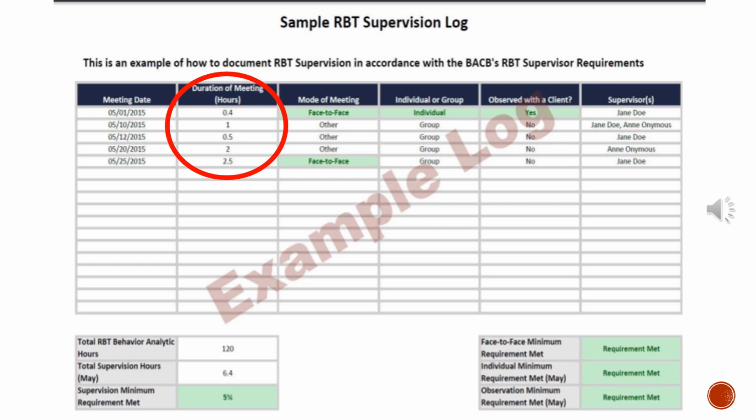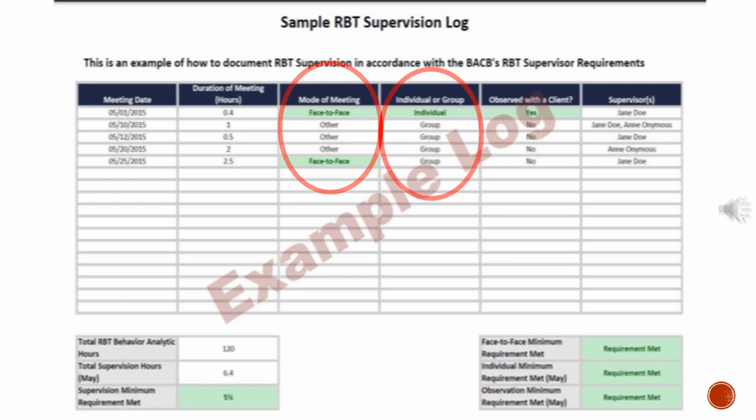Additionally, you would record information about the duration of training. Duration of meeting information is important because it will allow you to calculate what percentage of hours per month were supervised. The mode of meeting is also recorded as it is important to ensure you are meeting the minimum amount of in-person, face-to-face contacts. You are required to have at least 2 face-to-face supervision meetings or observations per month. This section allows you to keep track of how many you have had throughout the month.